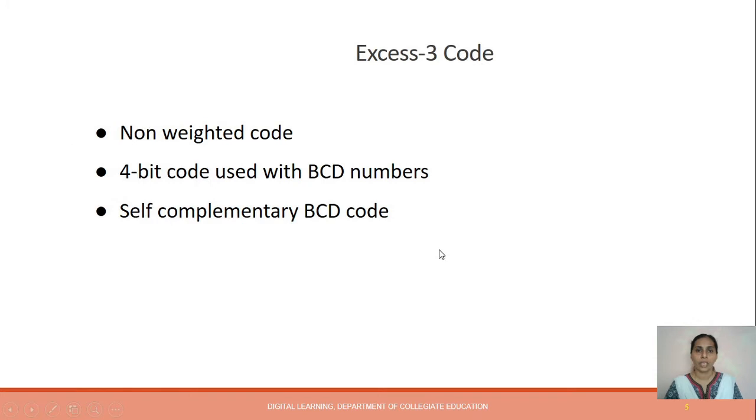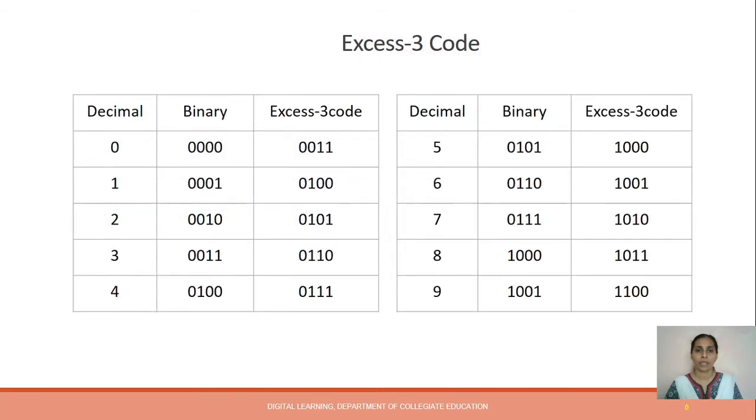Let's see XS3 code. It's a non-weighted code, and it's a 4-bit code used with BCD numbers, and it's a self-complementary BCD code. This table shows the decimal number, equivalent binary and its equivalent XS3 code for the digits 0 to 9.